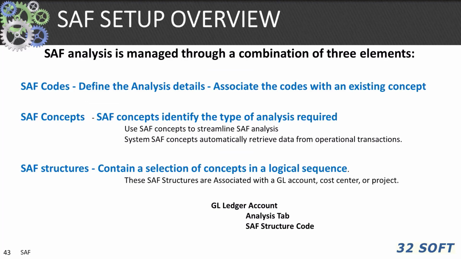SAF analysis is managed through a combination of 3 elements. The SAF concept, which is used to identify the type of analysis required, SAF codes, which define the analysis details and associate codes with existing concepts, and the SAF structure, which contains a selection of concepts in a logical sequence and associates with the structure for the GL cost center or project.